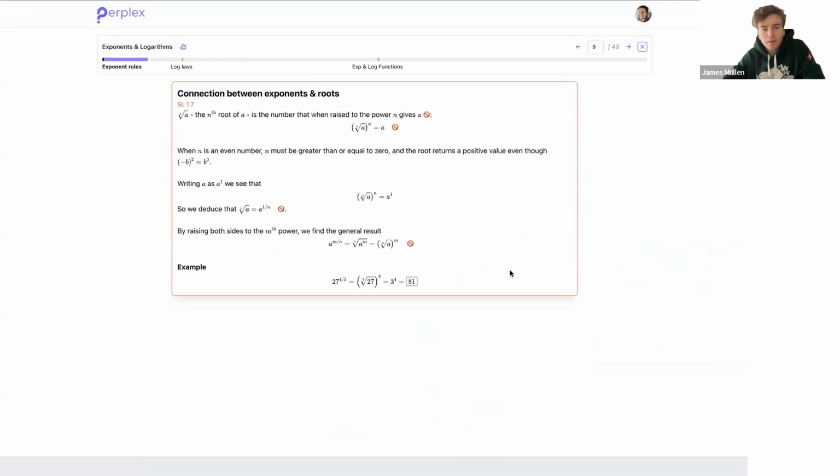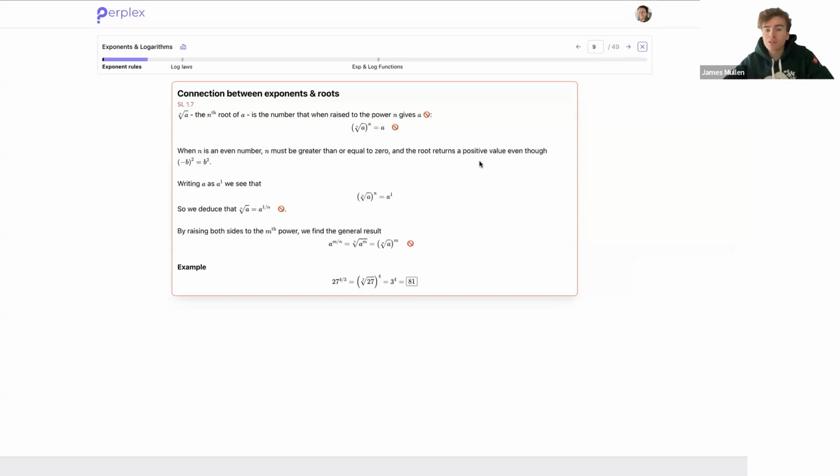Okay, I want to talk quickly about the connection between exponents and roots. So we have seen the square root before, we've seen the nth root probably before, but the nth root of a is a number that when raised to the power of n gives me a. So if I have the nth root of a to the power of n, I get back a. And when n is an even number, then the inside of the root must be greater than or equal to 0.